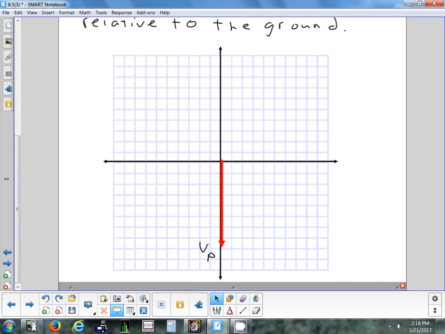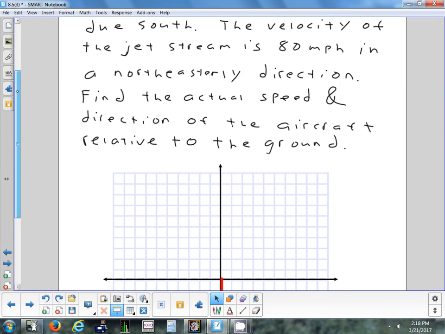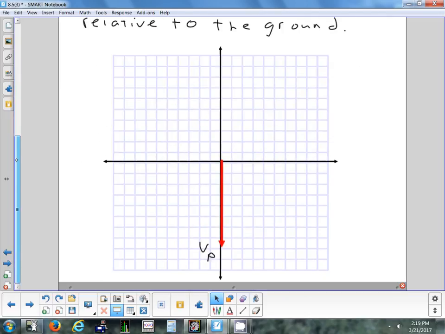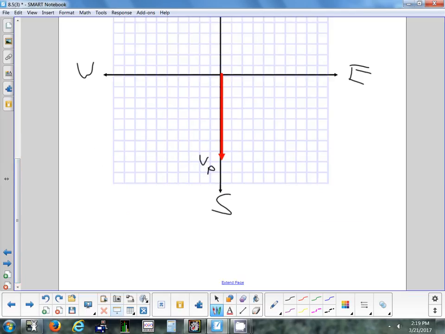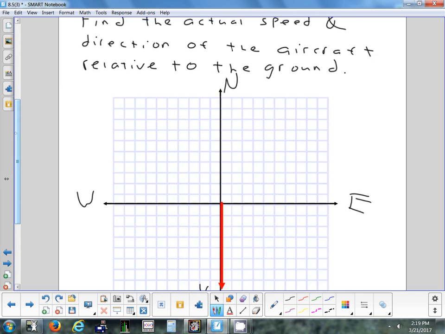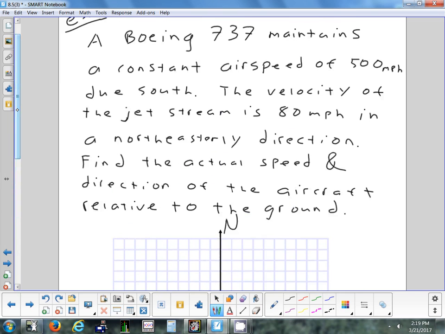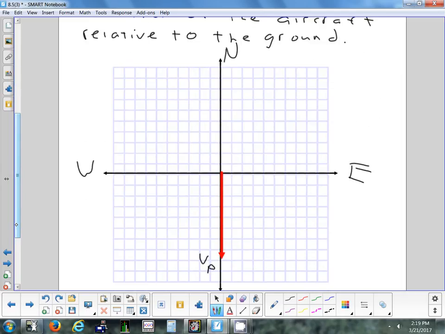Okay, and now I'm going to put in the jet stream. The jet stream is blowing northeast. If you're looking at it, this is east, that's north, west, and south. So I'm going to put the jet stream, but the jet stream is not as fast as the plane. It's only 80 miles an hour, so I'm going to draw it a little shorter. It doesn't have to be to scale, just roughly like that. Okay, that's the jet stream.